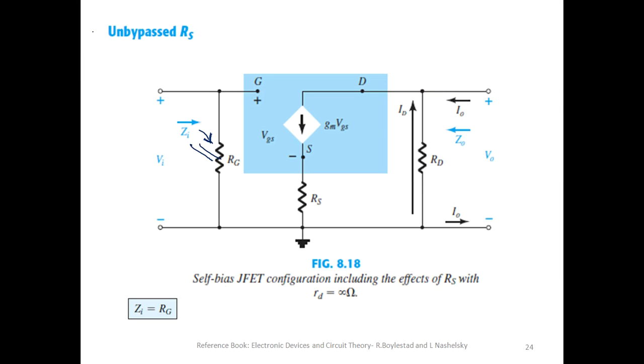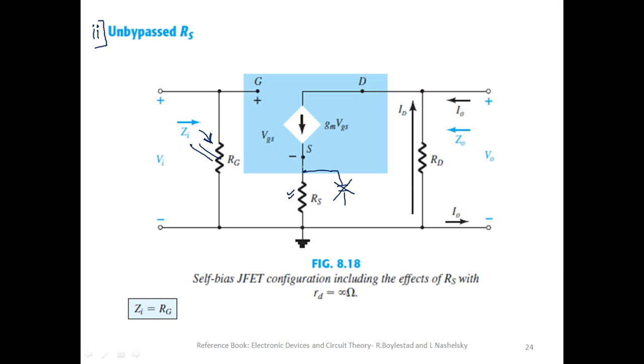Then coming to the second case, wherein we are not bypassing the source resistance, the unbypassed RS. When the source resistance is unbypassed, we are not considering the parallel capacitance at the source. We are not short circuiting because we are considering the resistance itself. So that is the small signal equivalent of the unbypassed RS case.